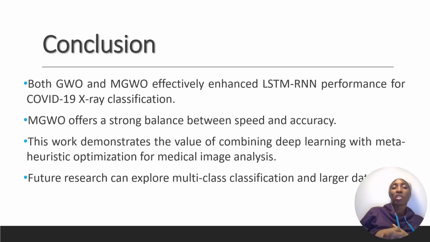In conclusion, both Grey Wolf optimization and modified Grey Wolf optimization effectively enhance LSTM RNN performance for COVID-19 classification. The modified Grey Wolf optimization technique offered a strong balance between speed and accuracy. This work demonstrates the value of combining deep learning with meta-heuristic optimization for medical image analysis. In future, we propose to use the modified Grey Wolf optimization technique and hybrid LSTM RNN for larger datasets and also for multi-class classification.